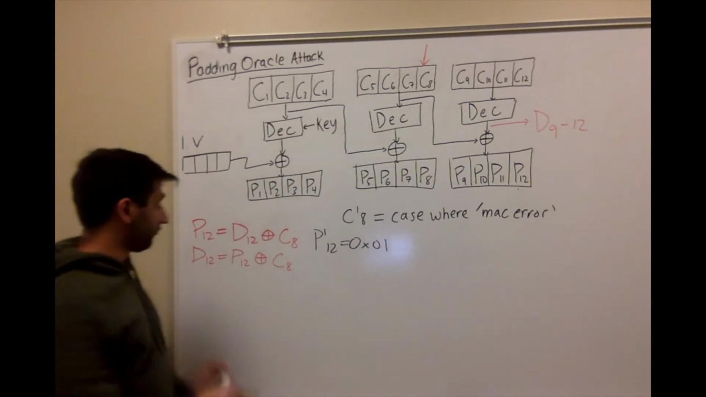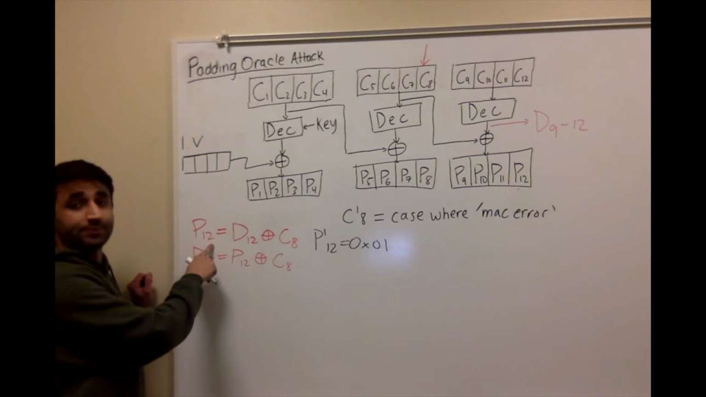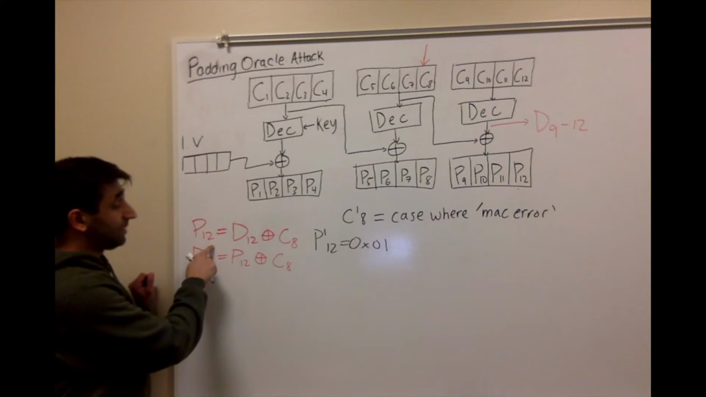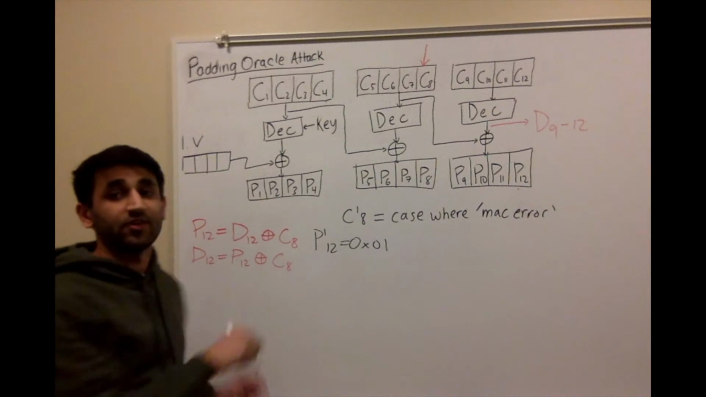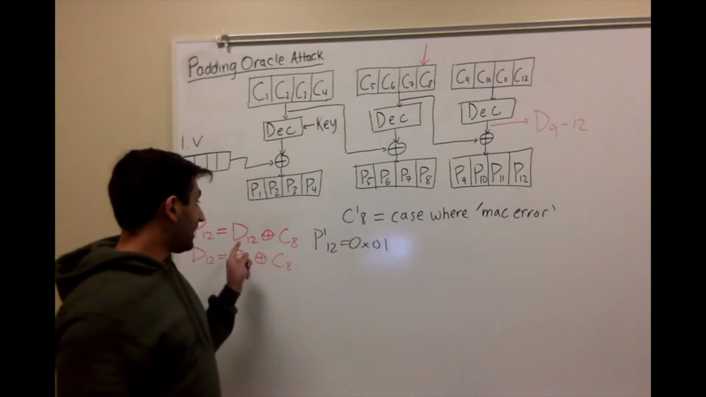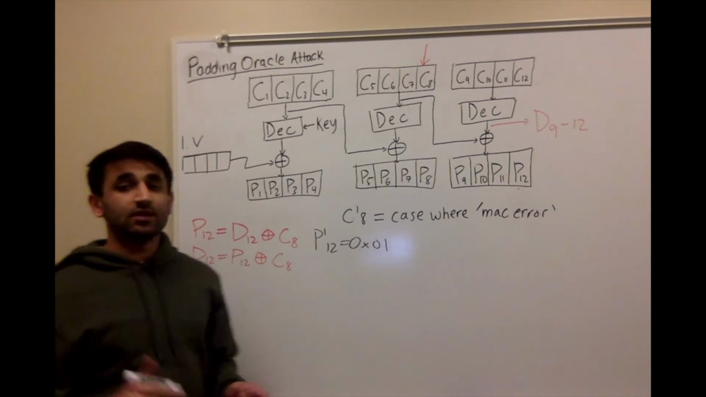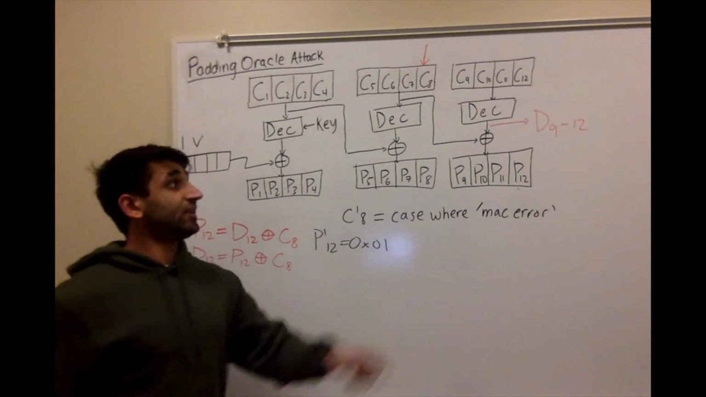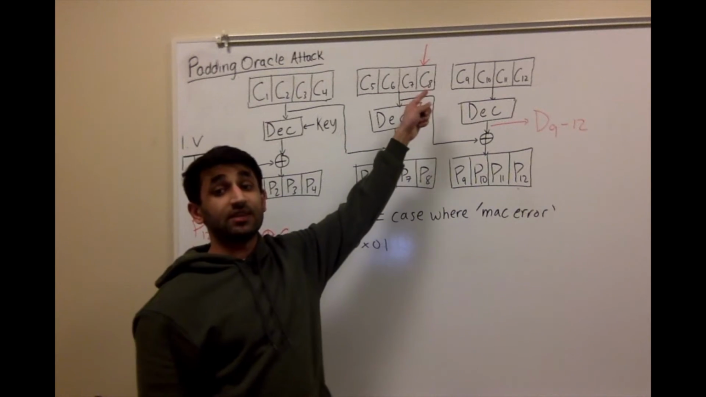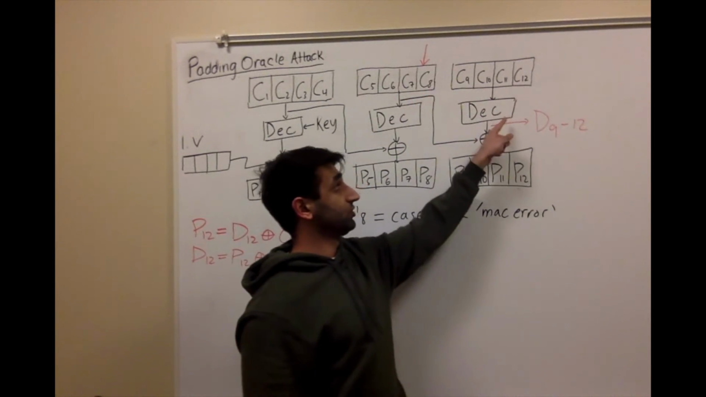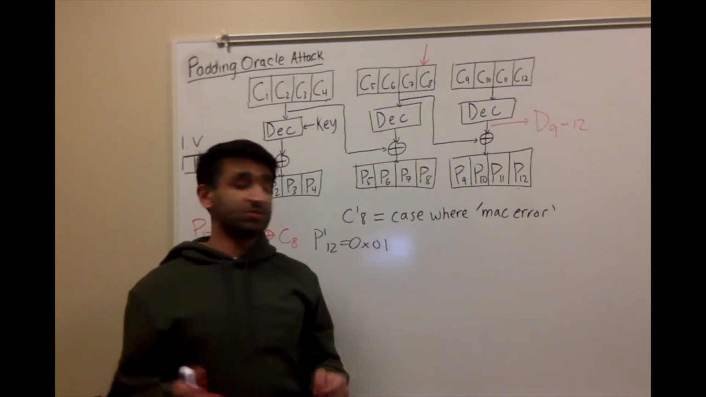And we also know from this equation right here that P prime of 12 is equal to D12 XORed with C prime of 8. And keep in mind, this D12 is not D prime of 12. She did not change C12 at all. She only changed C of 8, right? So when C12 goes through the decryption algorithm, it's the same as before.